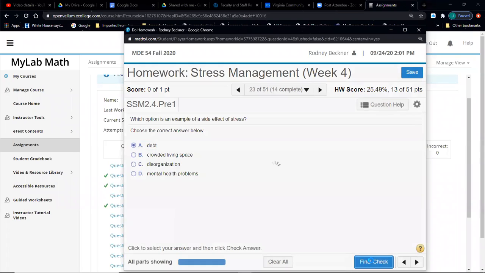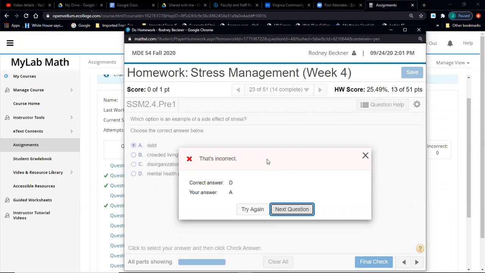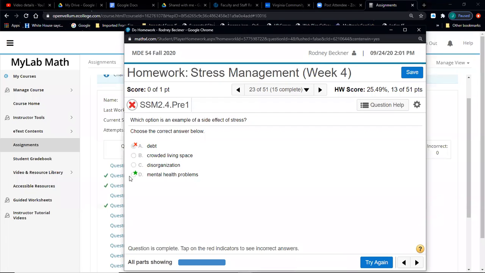Debt. It might let us check the answer. No. So it was mental health problems. So they're talking like extreme levels of stress, I want to say. So that's where you can just go off the deep end and things can get worse there.